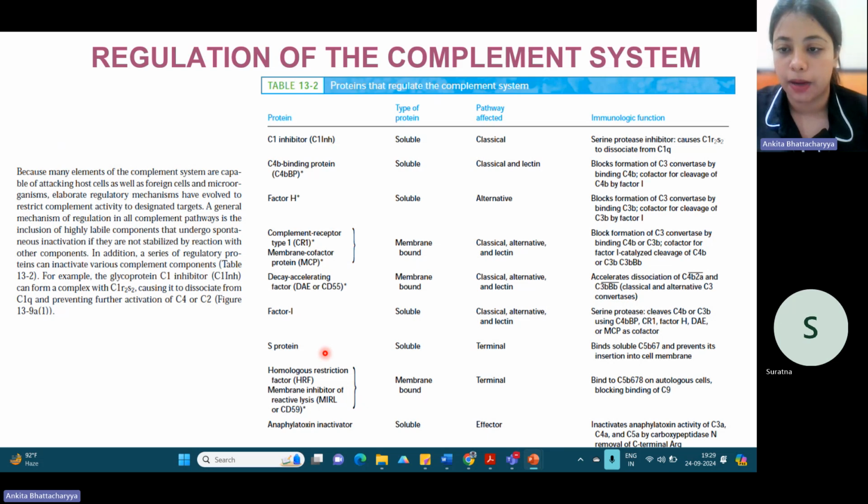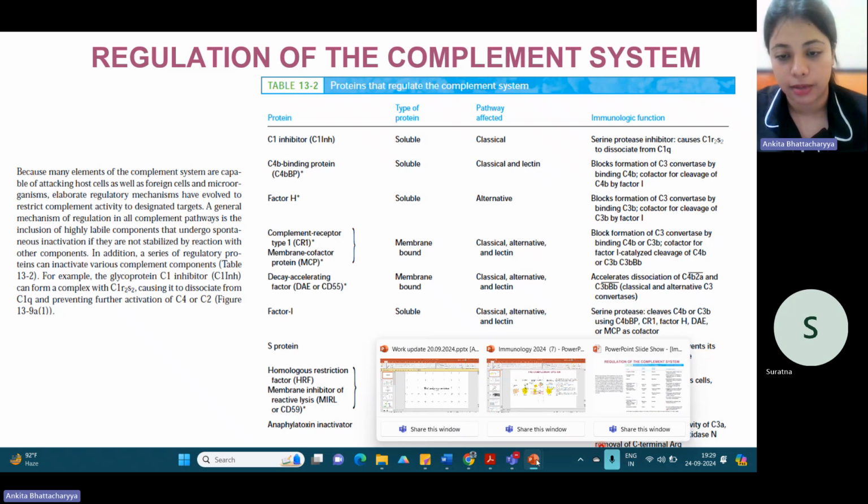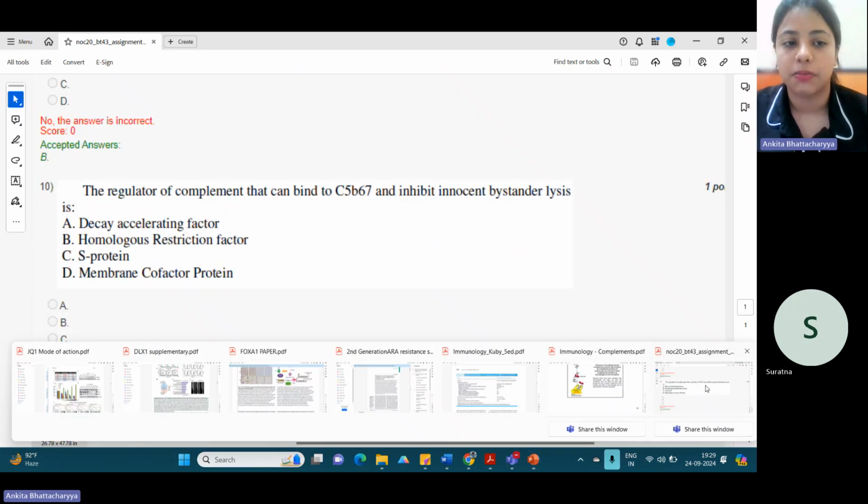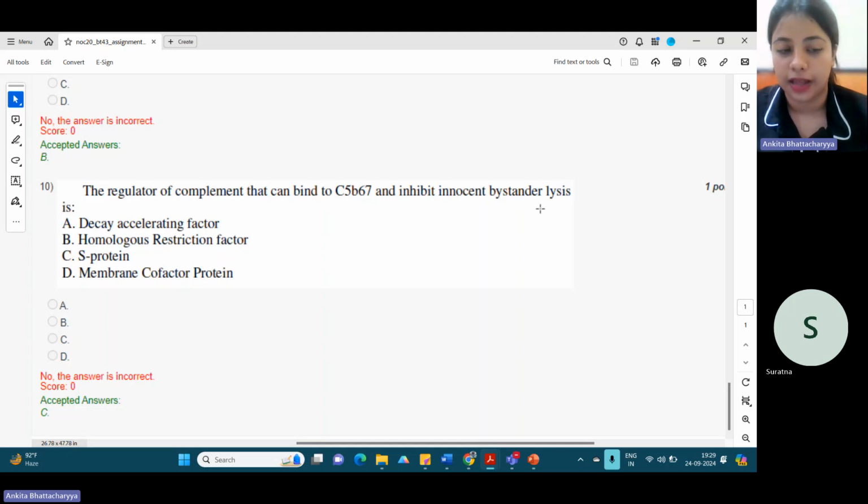So S protein is binding to soluble C5b67, and it is preventing its insertion into the cell membrane. What is mentioned here in the question is about innocent bystander lysis. It is inhibiting that. So that's not being mentioned here. You don't need to worry about it right now because you don't have this addressed directly as part of the syllabus right now. But for your own knowledge, you can keep it for your own reference.